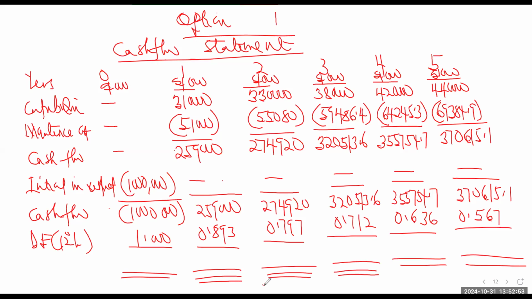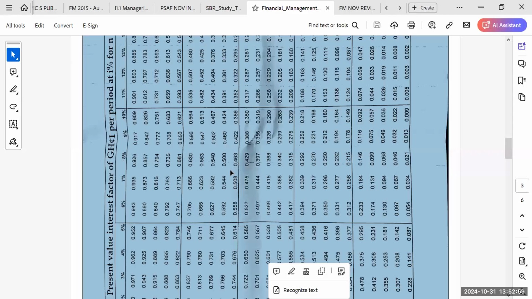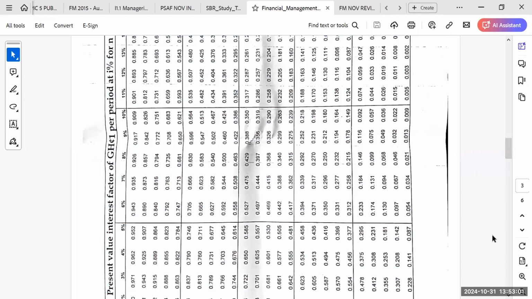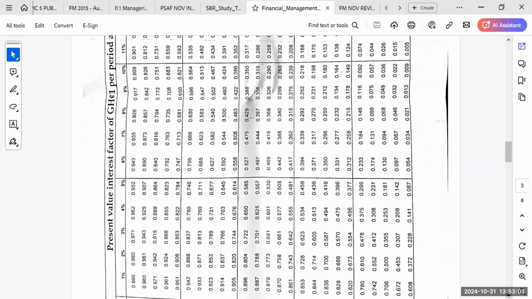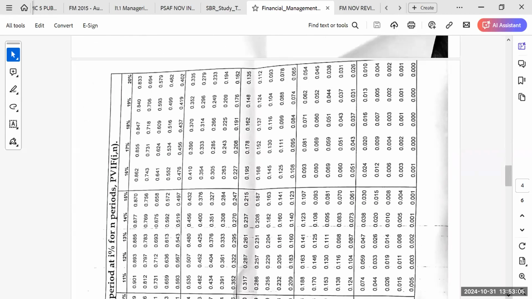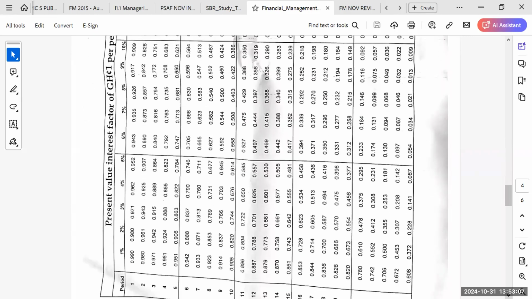Okay, let me show the annuity over here too. So this is the present value. This is a discount factor. So if you want to get it, that is one. They will always give you the annuity too. The following one will be the annuity. Present value interest factor of 1 cedi.